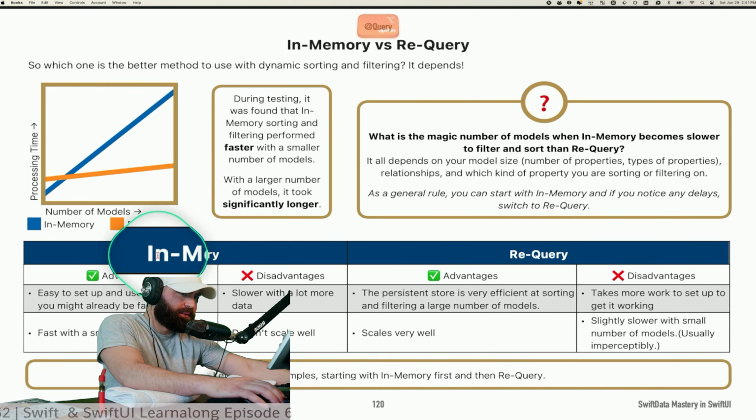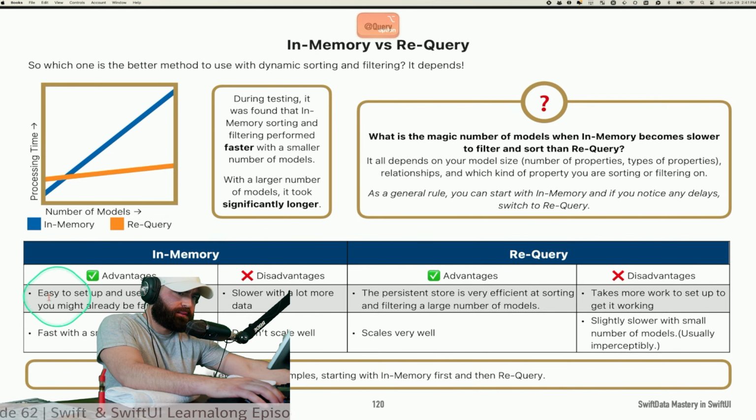They had it coming. Okay, so in-memory, advantages and disadvantages. Easy to set up and use array functions you might already be familiar with. True. Fast with a small number, doesn't scale, slower with a lot more data.